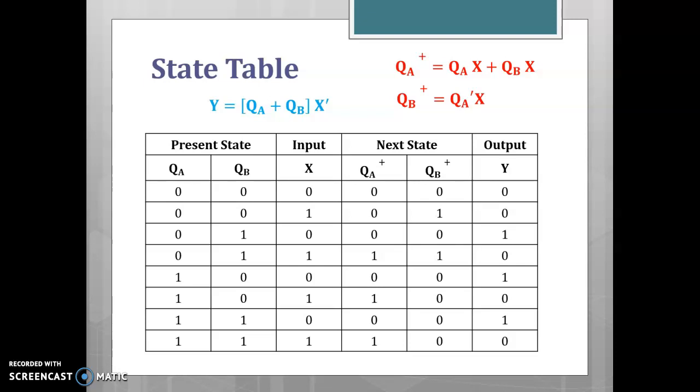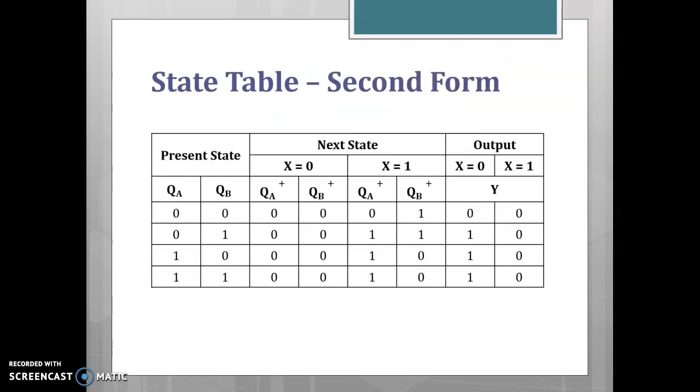So this is the final state table for the given sequential circuit. This table is another form of the state table. We have written the next state separately for x equal to 0 and for x equal to 1. Similarly, the output is written separately for x equal to 0 and x equal to 1. The information is the same, but it is another form of representing the state table.